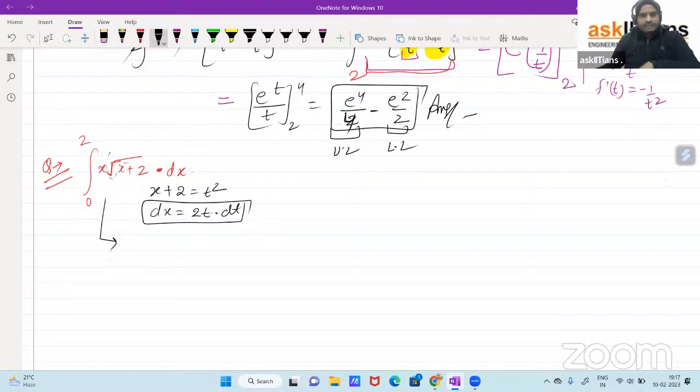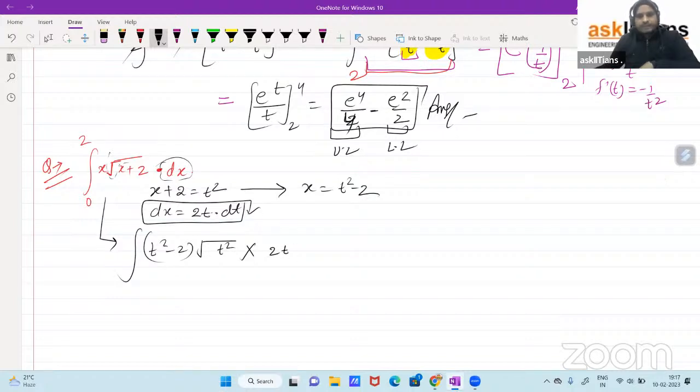So now your integration will become x. X is how much, bache? From here, x will be t square minus 2. So t square minus 2, and under root of x plus 2, which was your t square, that is t, and into dx, in terms of t, it will be 2t dt. So basically you are getting t square minus 2 into t into 2t.